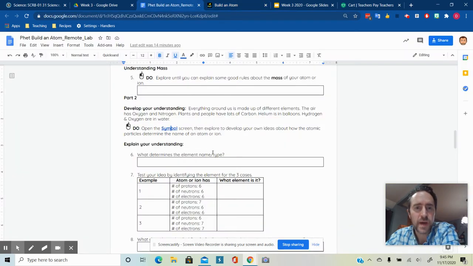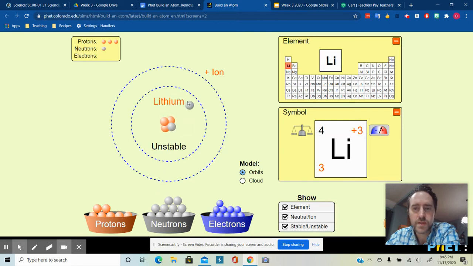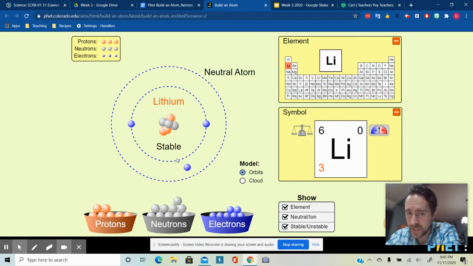The first question asks, what determines the element name or type? So what you're going to do is add some stuff and see what determines what element it is. You can add some things and it changes what element it is. You can add other things and it doesn't change what the element is. So just play with it and figure that out.